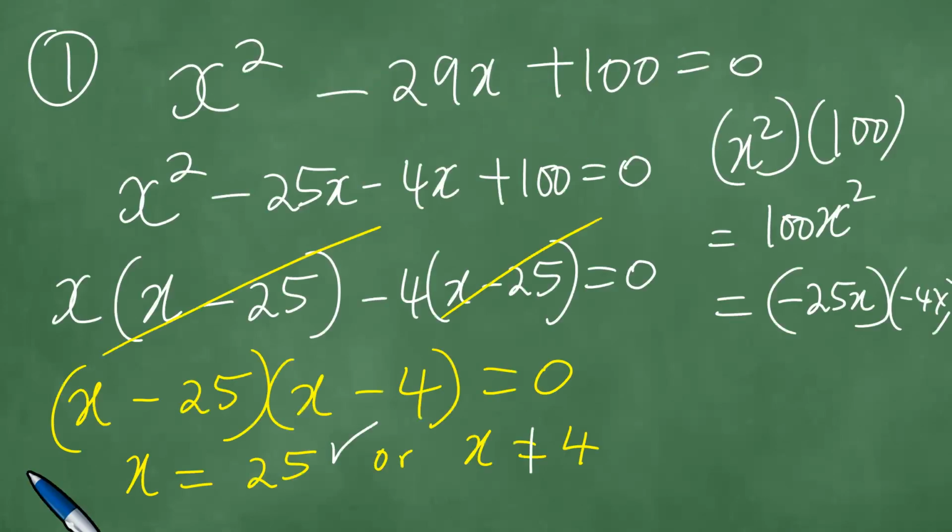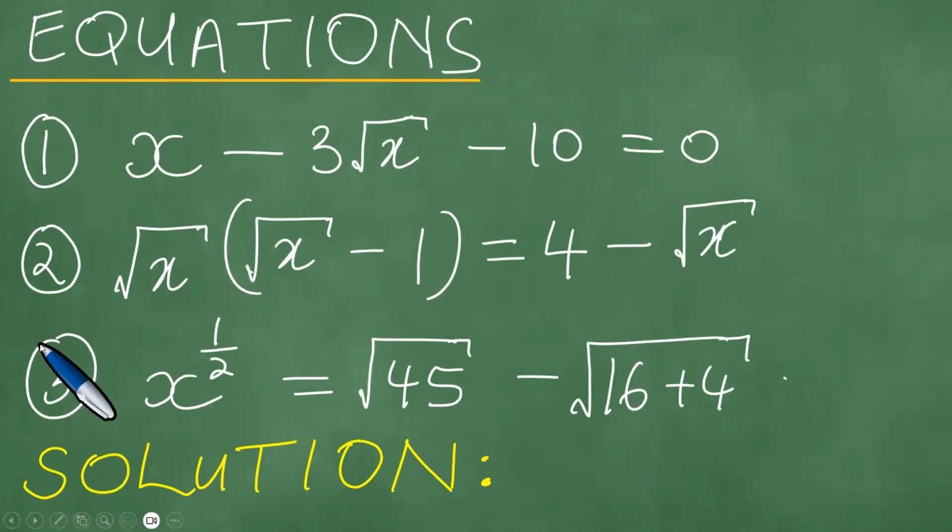All right, we'll look at the next one. The next one is this one. Number 2 has lots of square roots. And the way to deal with many square roots is to multiply out, to distribute, to open up the brackets. So that is what you need to do here. So you open up the brackets.